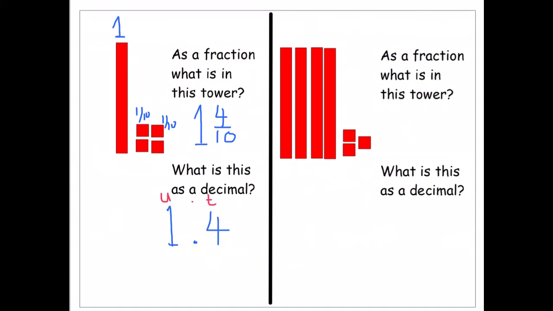My second question then, as a fraction, what is in this tower? So straight away we can see that we have 4/1. And remember, this occasion has to be as a fraction, and we have 3/10. Then as a decimal, that would read 4.3. Your units and your tenths.